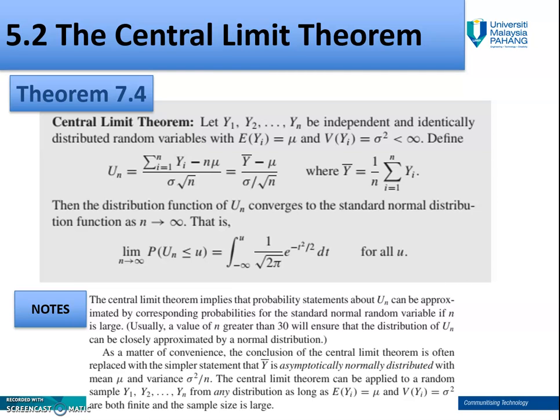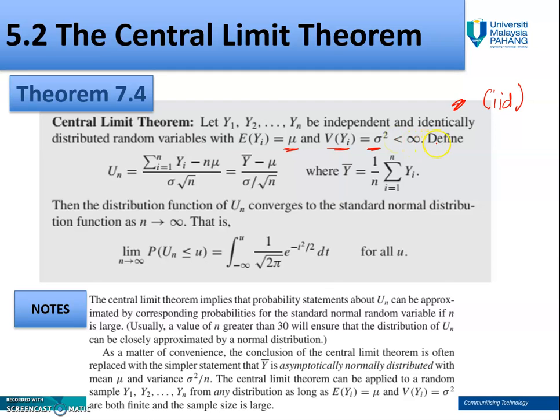By theorem 7.4, let Y1, Y2 until Yn be independent and identically distributed. Sometimes if you read papers, they use IID. With expected value of Yi equal to mu, and variance of Yi equal to sigma square, which is less than infinity. If you look here, it's quite similar to normal distribution, isn't it?